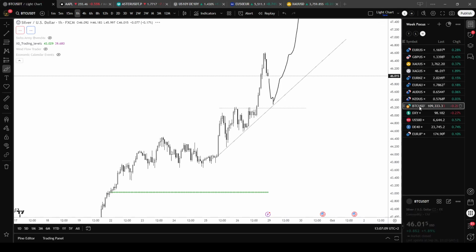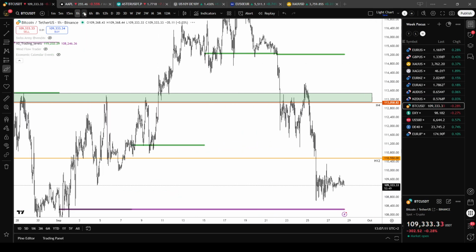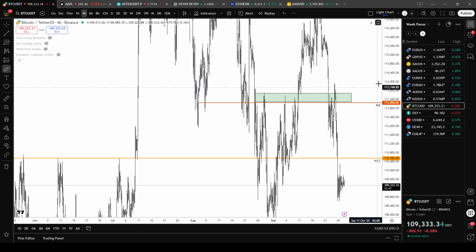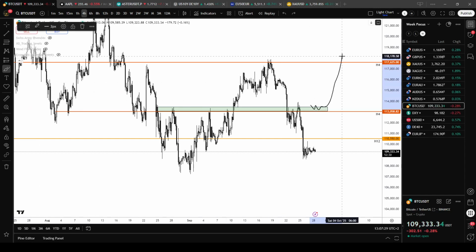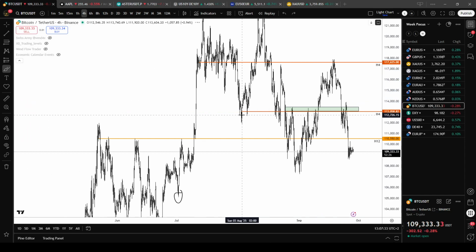So I'm gonna cover Bitcoin because I fumbled this short. I was trying to get short around here, but I did not expect this. My whole reasoning was that I'd much rather long from here than short from here because I'm going with the trend.